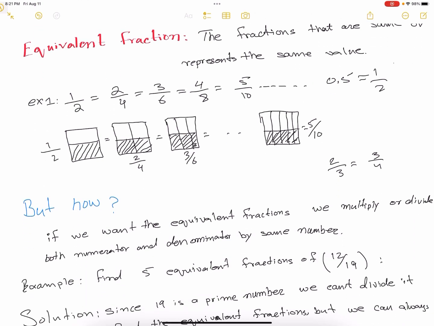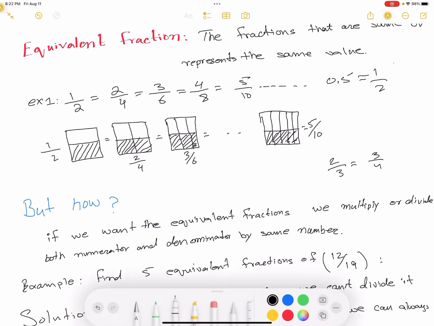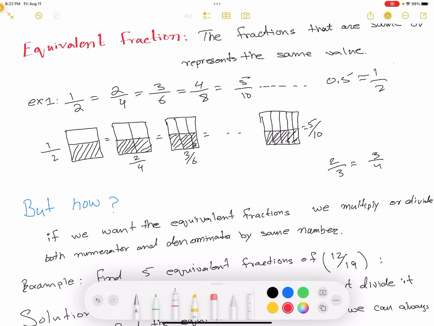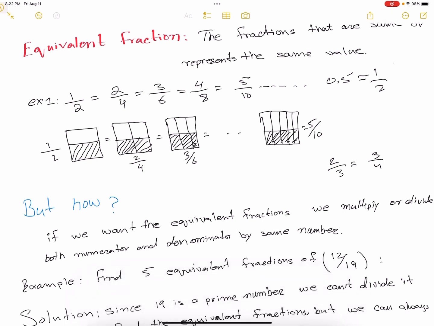A visual representation of that, if you see it here: we have two pieces, and one is taken from 2. That's how we write it. We have 4 pieces, and we have taken 2 out of 4, 1, 2. And we have 6 pieces. We have taken 3 out of 6, 1, 2, 3.